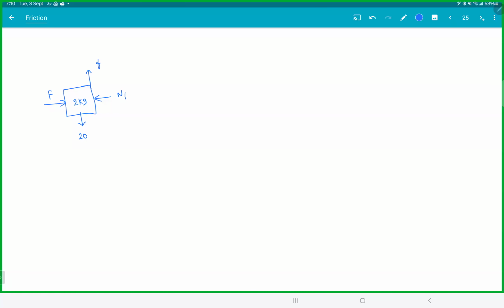So since it is not slipping, let's call this F1. F1 is equal to 20 since it is not slipping. Since it is not slipping, friction must be less than or equal to mu into N1. So this should be 20 less than or equal to mu into N1, and we also know here N1 is equal to F. Mu is 0.3 into F. So F must be greater than or equal to 200 by 3. So this is saying if the force is greater than 200 by 3, the 2 kg won't slip.